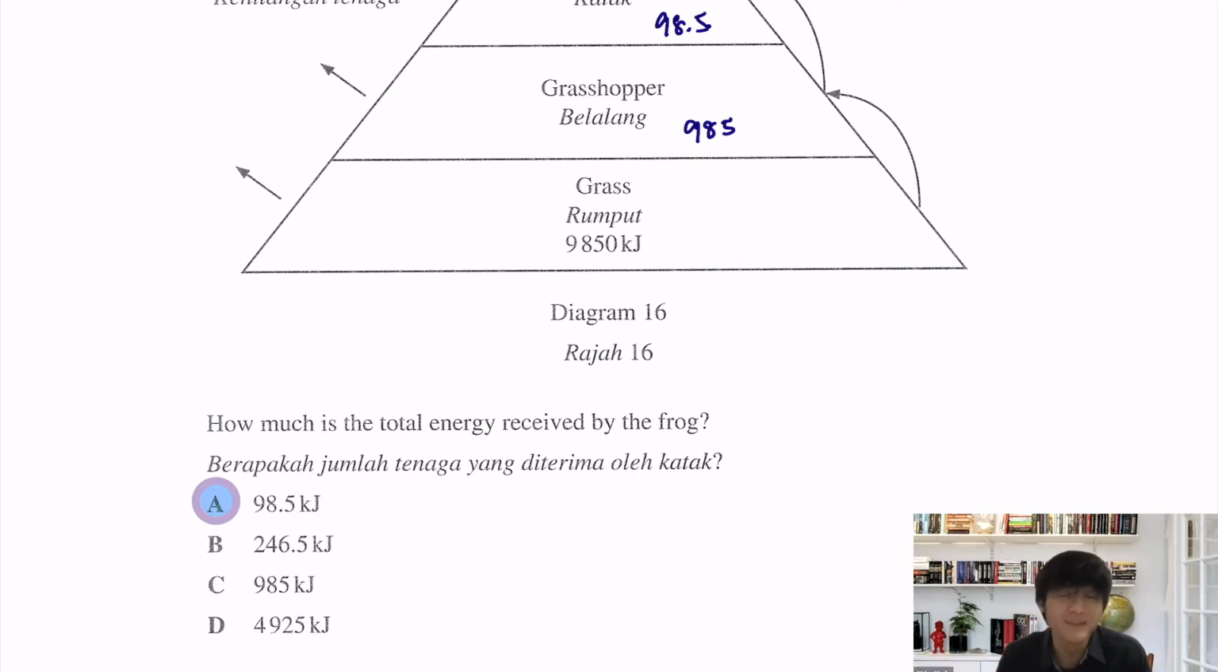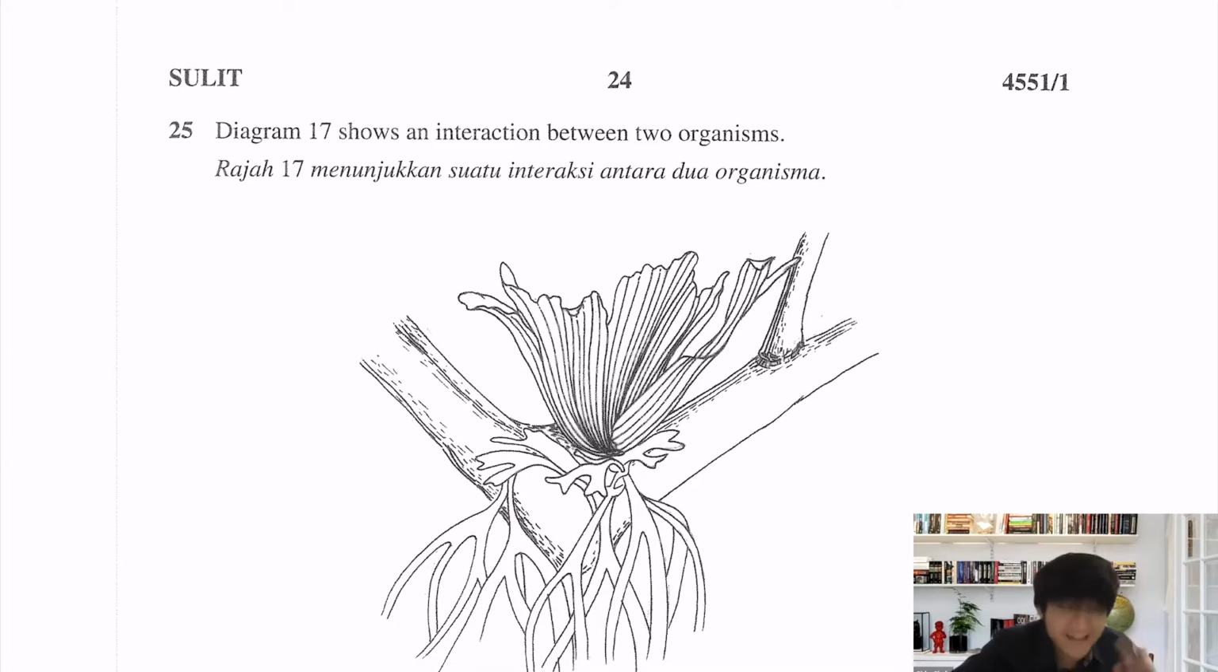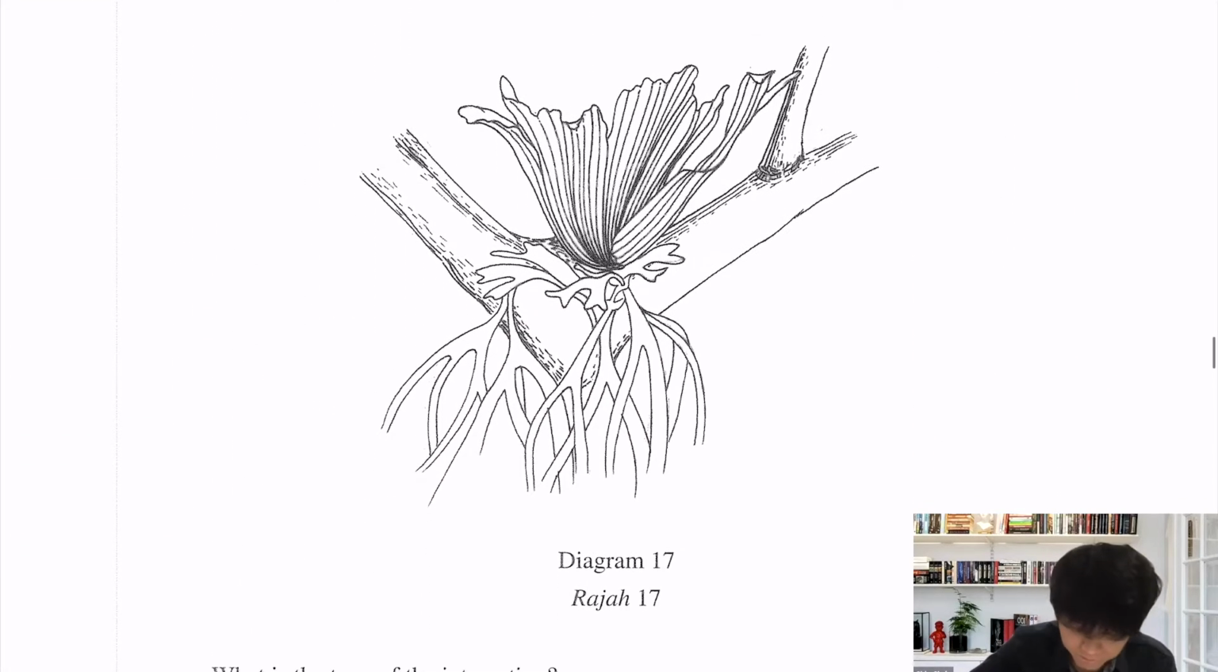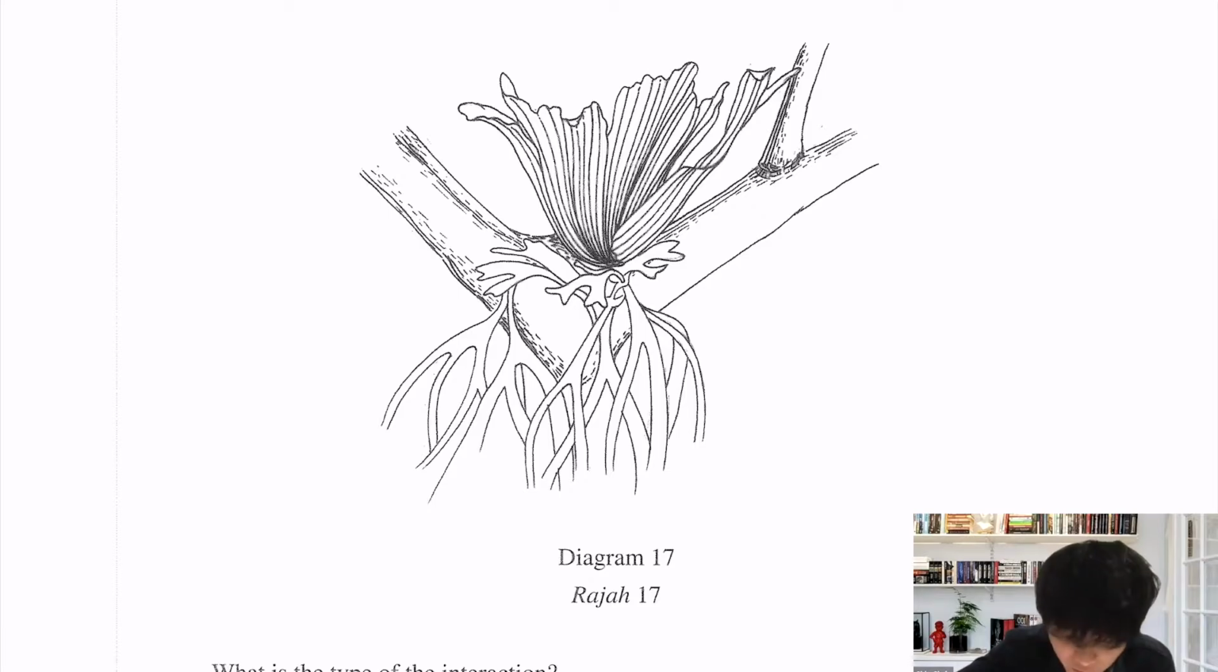Chicken, okay, so bones are not being consumed. Okay, so only 10% is transferred, yeah. Okay, let's look at 25. So first, this organism, I just assume it is growing on a tree branch.